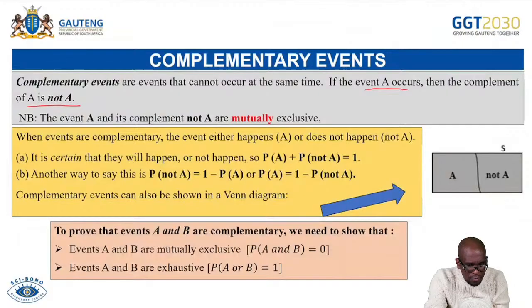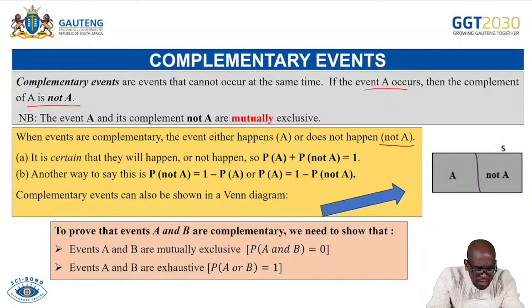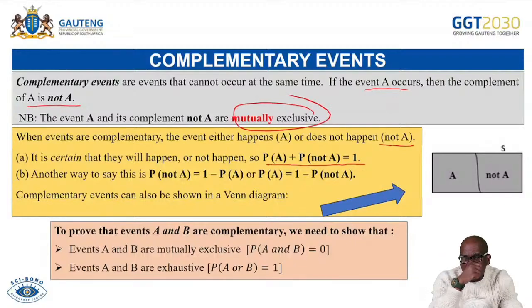So when events are complementary, the event either happens or does not happen. That is why we have not A. It is certain that it will happen or not happen. P(A) plus the probability of not A is equal to 1, because remember, we said they are mutually exclusive. All right. Another way is to say that P(not A) is 1 minus the probability of A, or the probability of A is 1 minus the probability of not A. Complementary events can be shown in the Venn diagram there.